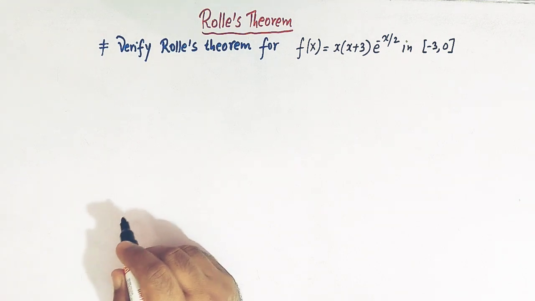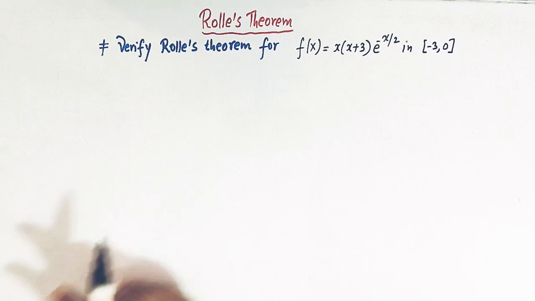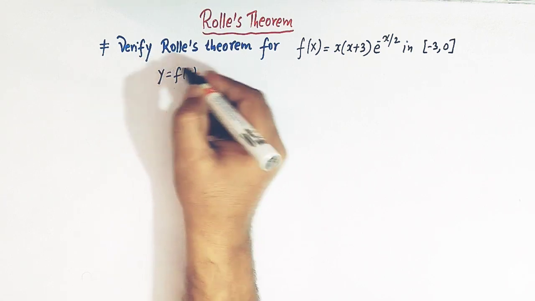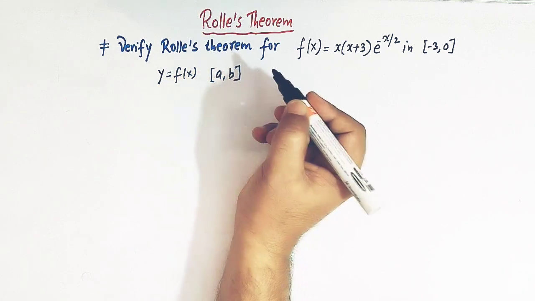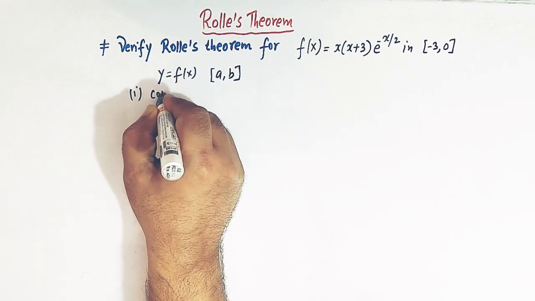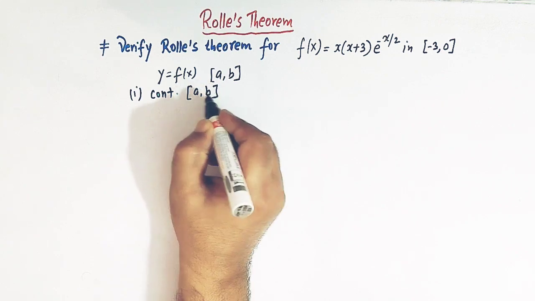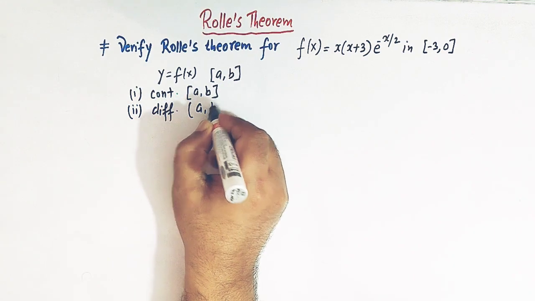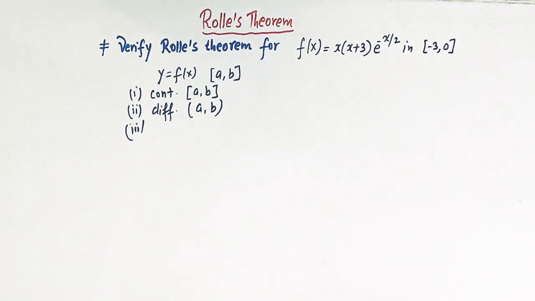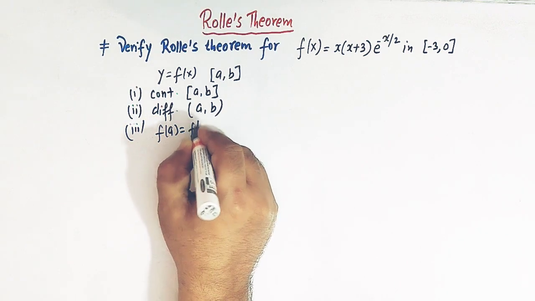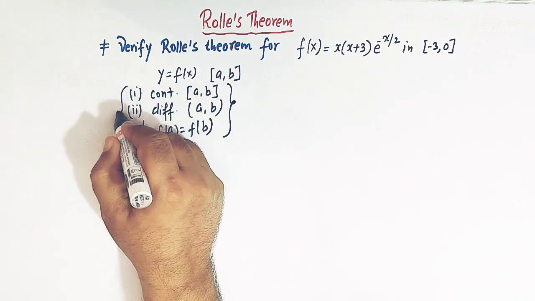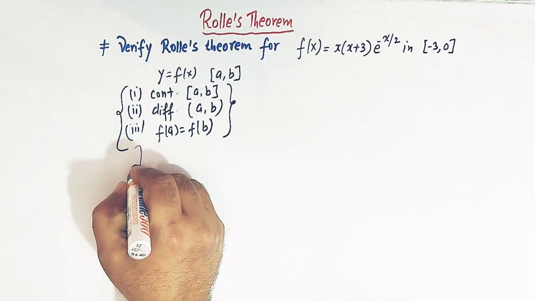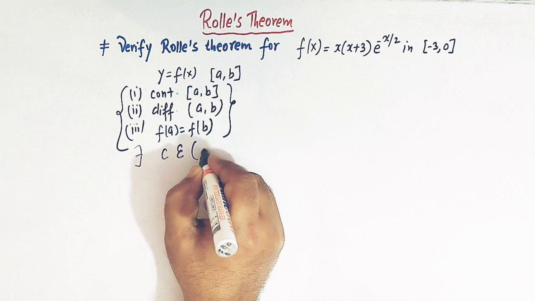Let us first quickly see the statement of Rolle's theorem for a quick revision. Rolle's theorem says that if we have a function y is equal to f of x, defined in some interval a comma b, and this function is continuous in the closed interval a comma b, and differentiable in the open interval a comma b, and the third condition is f of a is equal to f of b, and if these three conditions are satisfied, then there must exist a point c which belongs to the interval a comma b.